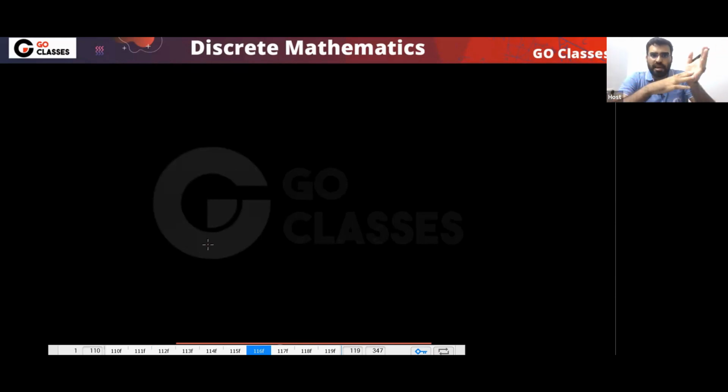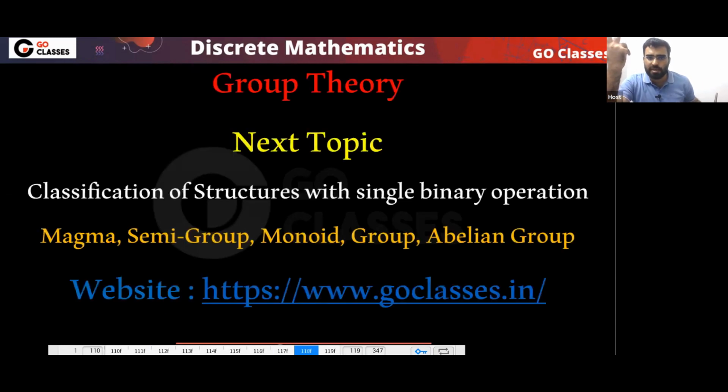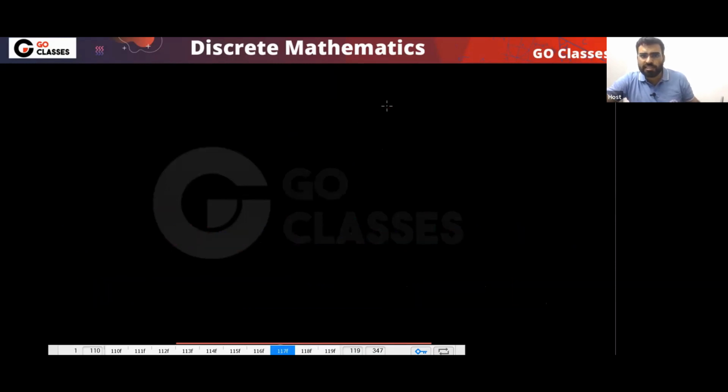Either it exists, or there is no identity element. For example, for the set of natural numbers, comma, addition, there is no identity element. But if there is an identity element, then it will be unique. You can never have more than one identity element. According to which property they satisfy, you can classify the structures.